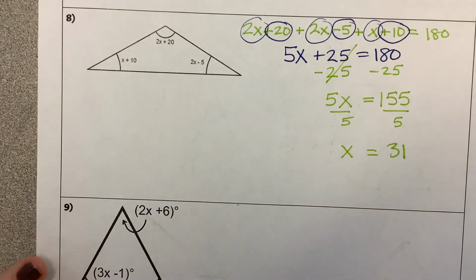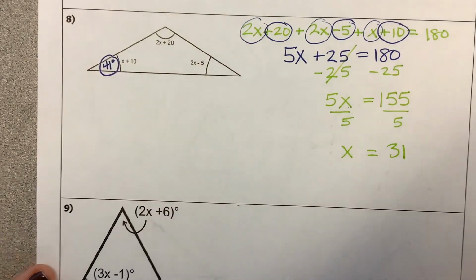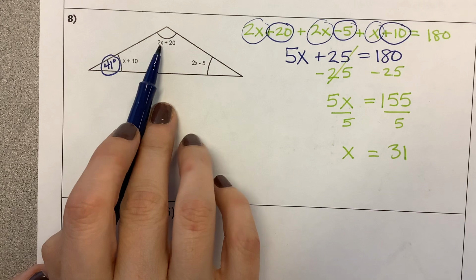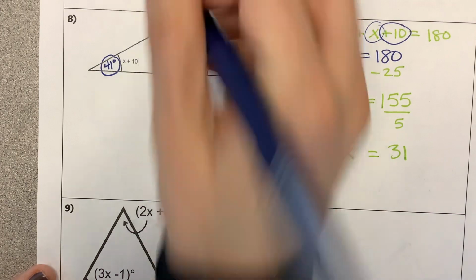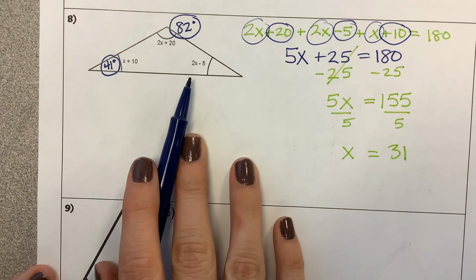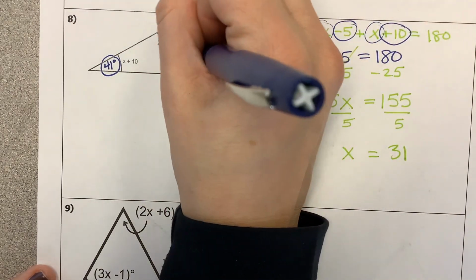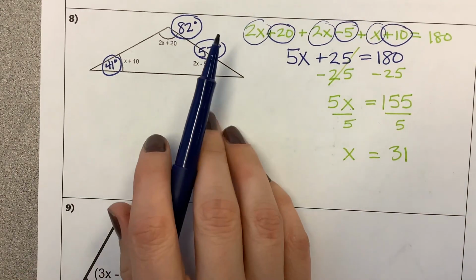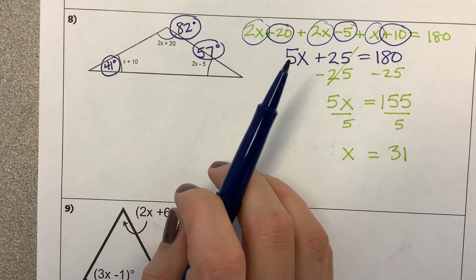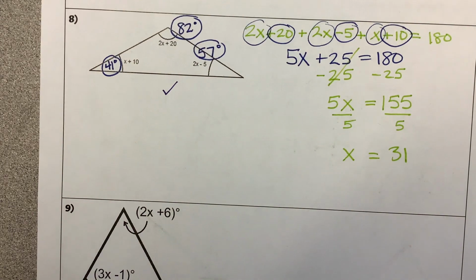Now we go back to plug in. So here we're doing 31 plus 10 is 41 degrees. Here, 2 times 31 is 62, plus 20 is 82 degrees. And here, 2 times 31 is 62, minus 5 is 57 degrees. I'm going to double check and make sure that adds to 180. So I'm going to plug in 41 plus 82 plus 57, and sure enough, that equals 180 degrees. If it didn't, I would know I did something wrong.